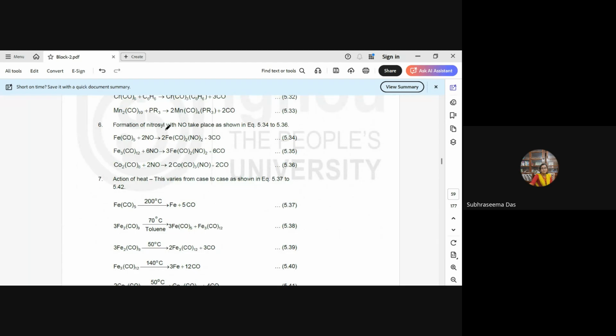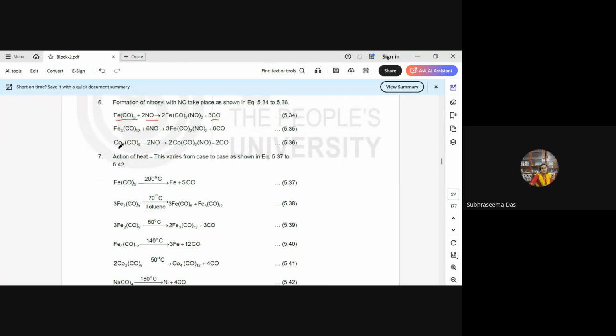Then the formation of nitrosyl with NO takes place. So when we subject a metal carbonyl, that is Fe(CO)5, to NO gas, then we get Fe(CO)2(NO)2 plus CO. Similarly, for Co2(CO)8, when it is subjected to NO, one molecule of CO is released and it forms Co(CO)3NO. Such nitrosyl carbonyl compounds are formed whenever the transition metal carbonyls are made to react with NO.